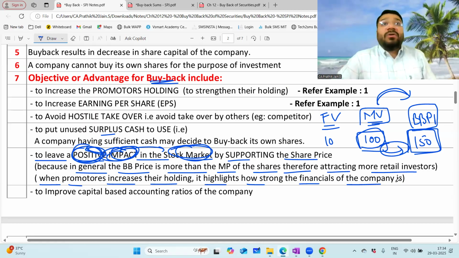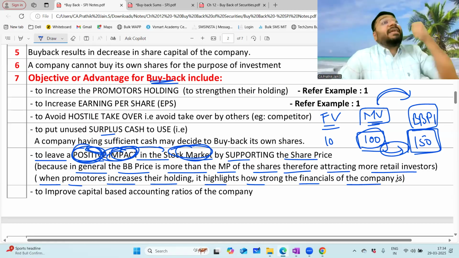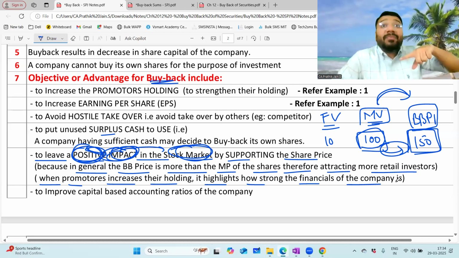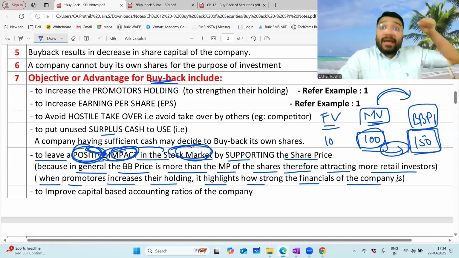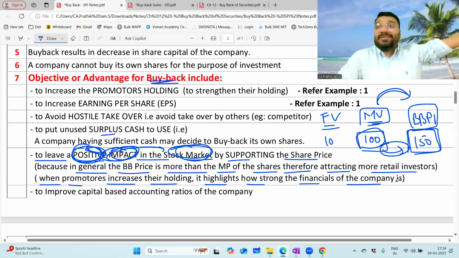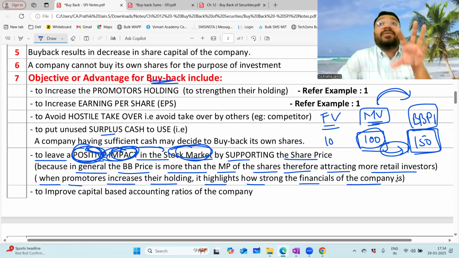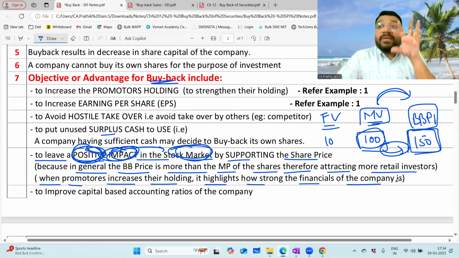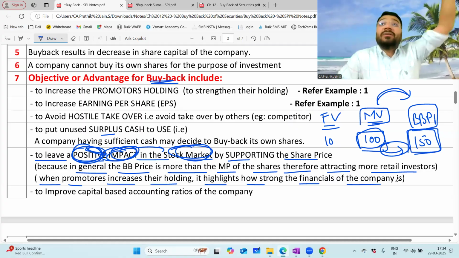Correct? So that gives you credibility that if this person is buying the shares back, if he's increasing his stake in the company, then this company is on the right track. They're doing very good business and this business is giving great profits. So if I am associated with this company, if I take the shares of this company now, what happens? I will also benefit from the future profits of the company.